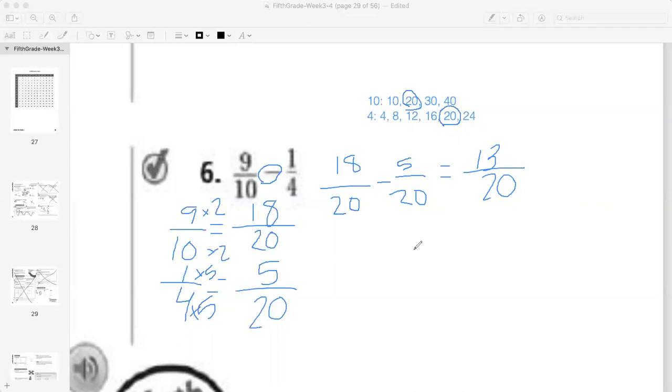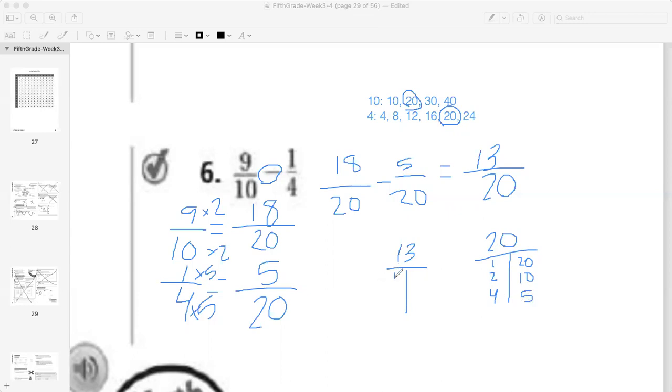Now, I will tell you this is actually already in simplest form. You cannot simplify this anymore. But if you didn't know that, you can do the same thing we've been doing. So you'd make your chart for 13. You'd make your chart for 20. And then you'd list their factors. So for 20, I'd have 1 and 20. I would have 2 and 10. Can't multiply anything by 3. So then I would have 4 and 5. And then if I hit 5, I know I can stop because I already did it.